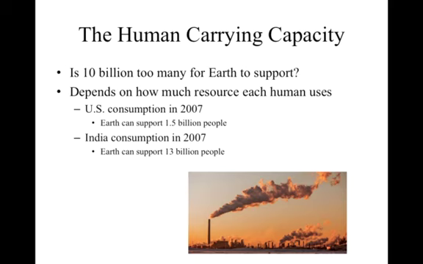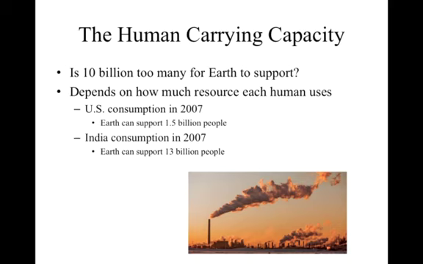So can we fit 10 billion? That's a great question. And actually, the answer to that question depends on how many resources each human uses. So if we look at what the average US person uses, or at least what they used in 2007, probably less than what they're using now even, most scientists predict that the Earth can support about 1.5 billion people. So 10 billion, we're already way above carrying capacity.